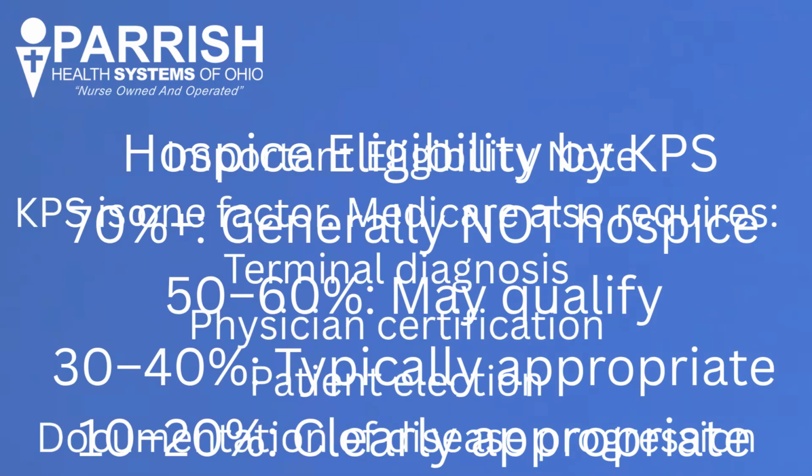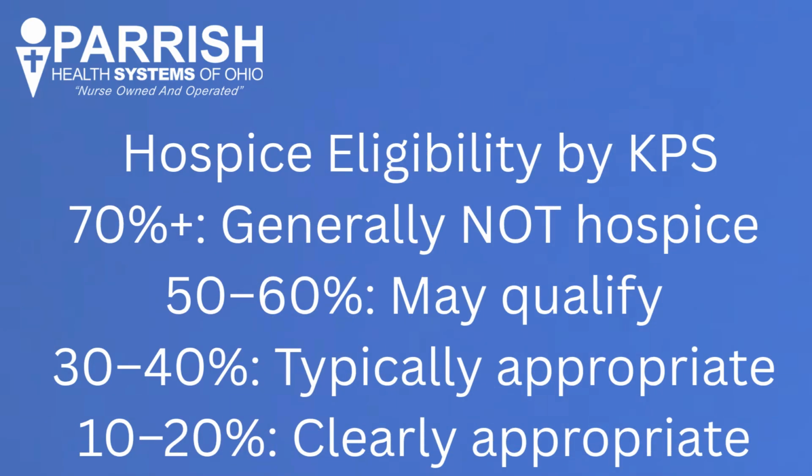Patients scoring 70% or higher generally maintain too much independence to be hospice appropriate, while those in the 50 to 60% range may qualify if there is documented decline or increasing care needs. Scores between 30 to 40% typically indicate significant functional loss and are considered appropriate for hospice, and patients scoring 10 to 20% show profound impairment and are clearly eligible due to near total dependence and rapid decline.